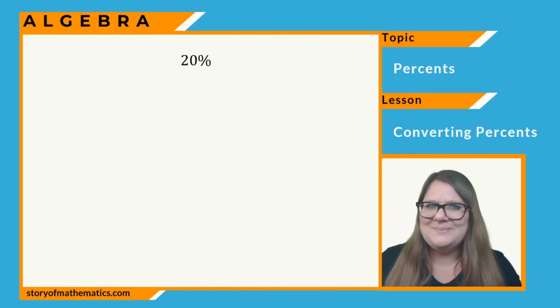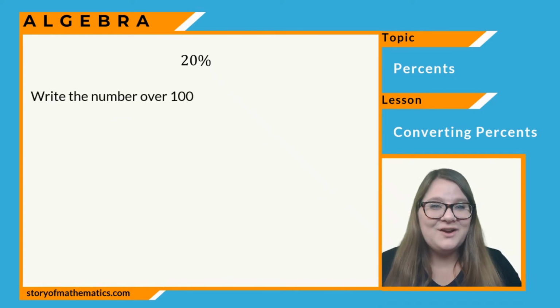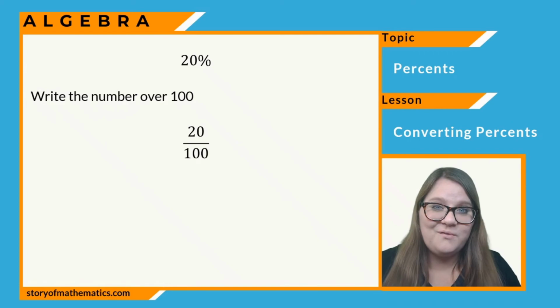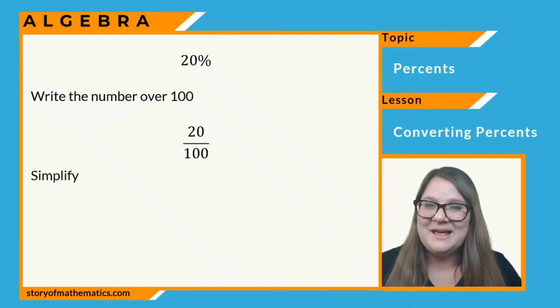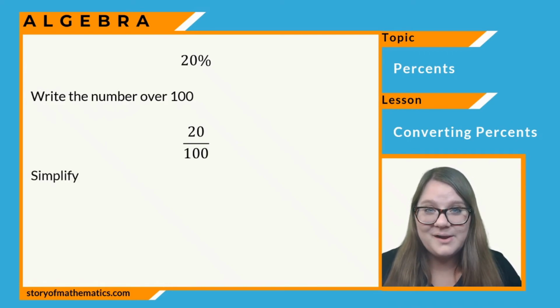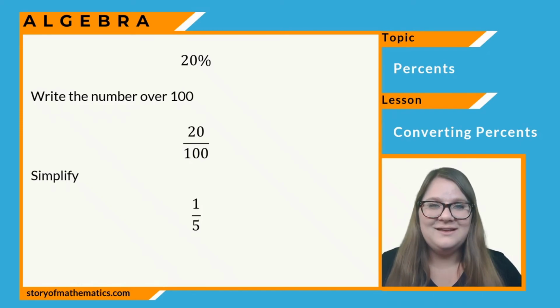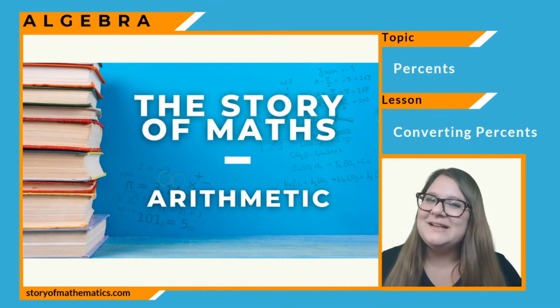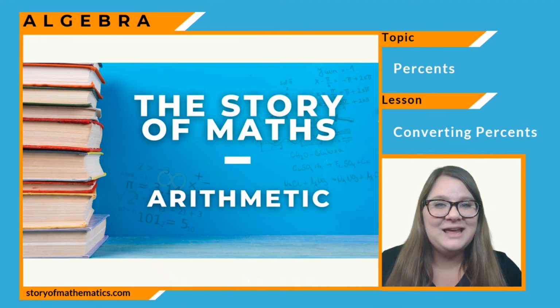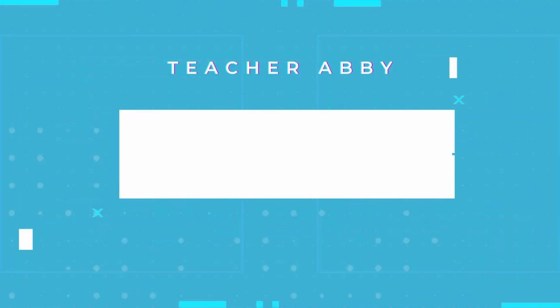But what about 20%? Well, when I write that over 100, it becomes 20 over 100. I simplify that by dividing by 20 on top and bottom, and I get that it's 1/5. So 20%, 1/5, they're the same thing. And that's how you work with percents in both the decimal and fraction form.